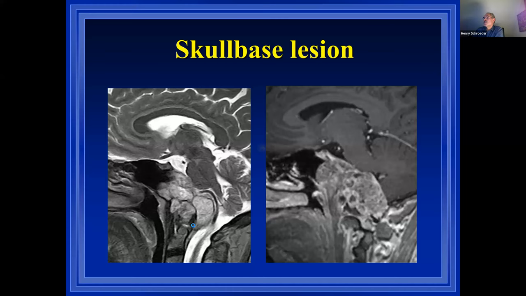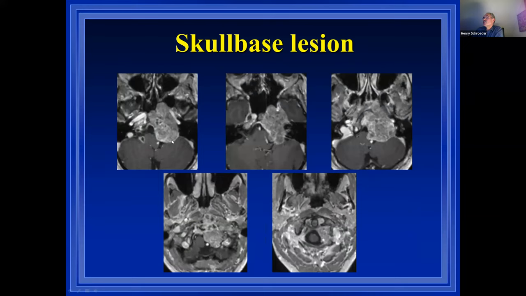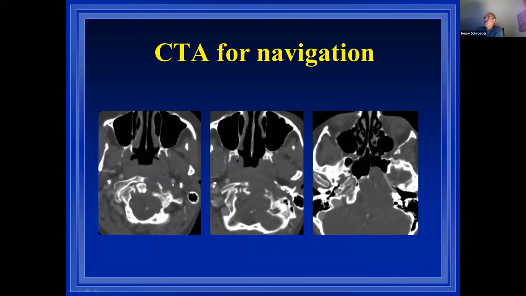Here shows the carotid is pushed to the lateral side, extension of the tumor down to the condyle and even down to the C1, C2. So bony CT shows the destruction, what we see here in the arch of C1. And also the condyle is taken by the tumor.